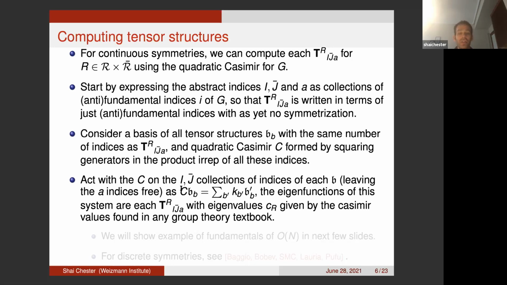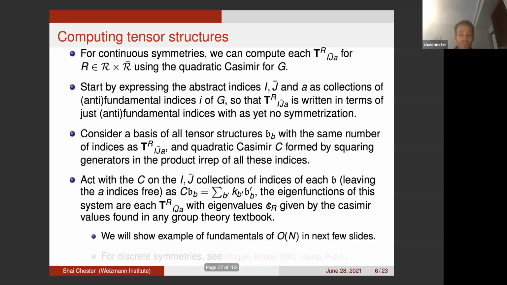So in particular, the equation is that this quadratic Casimir acting on one of these basis elements B is going to give you some linear combination of the basis elements with various coefficients. You then take the eigenfunction of this system, and each eigenvalue will then correspond to a different tensor structure, where the tensor structure will then be an eigenfunction. And you know which eigenfunction corresponds to which representation because the eigenvalue corresponds to what's called the quadratic Casimir value, which is just like a standard number in group theory. So if you go online, you can find tables of quadratic Casimir numbers for pretty much any representation in any group. You can even find a formula for very general groups.